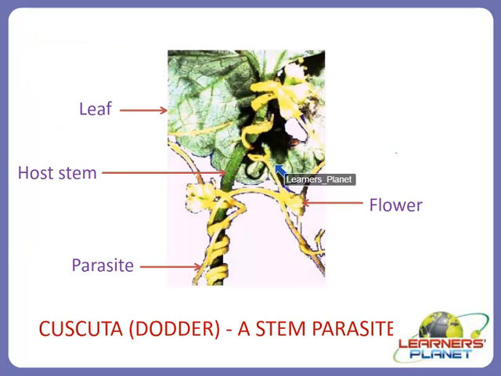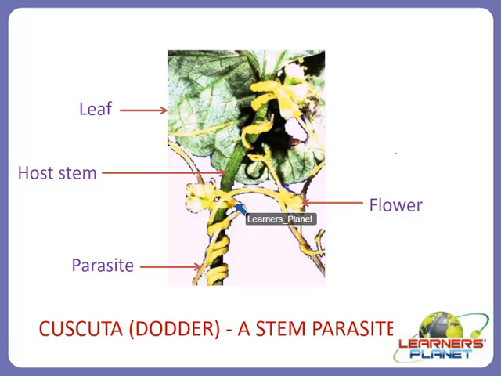This is a picture of Cuscuta, also called dodder, and it is considered a stem parasite. Now we will come to know why it is called a stem parasite. First of all, we should know what Cuscuta actually is. Cuscuta or dodder has a short root and a long thread-like stem.